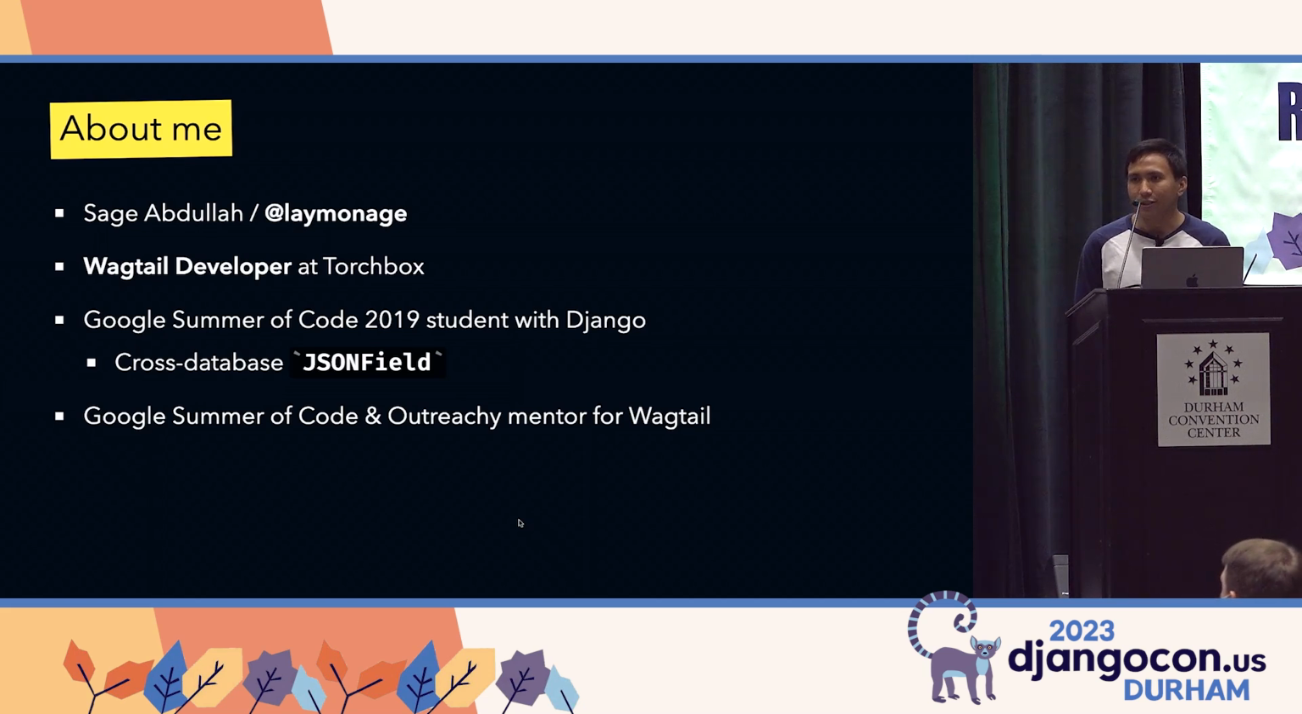And I previously did Google Summer of Code back in 2019 with Django, when I did my project, which is to implement the cross-database JSON field, which you might have used. It's been around for a while since Django 3.1, so it's been quite some time. And these days, I'm also a Google Summer of Code mentor, and also for Outreachy, a similar program for Wagtail, where we help new contributors to contribute to open source projects such as Wagtail.